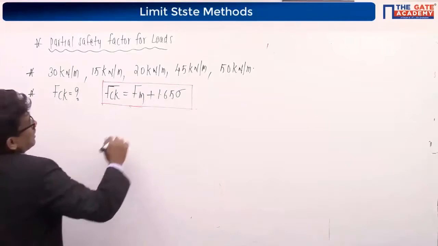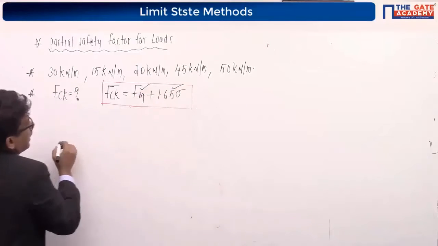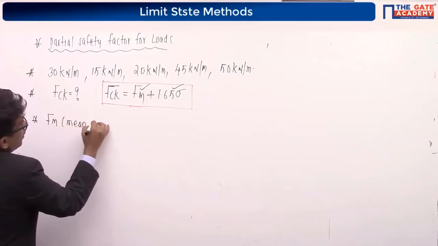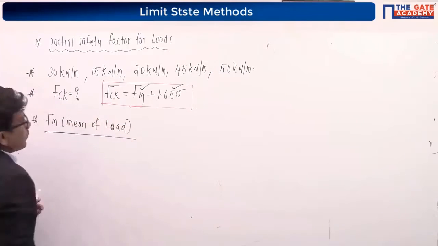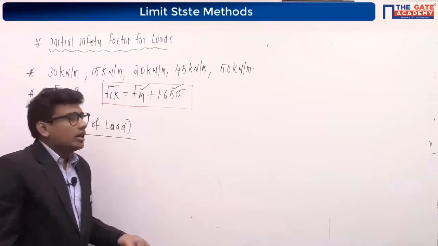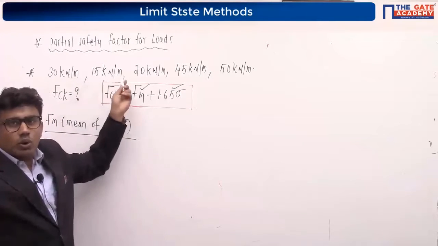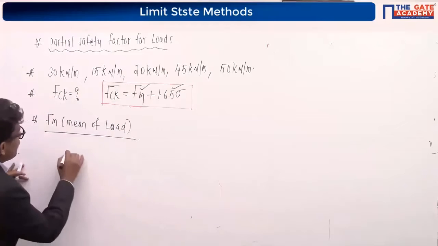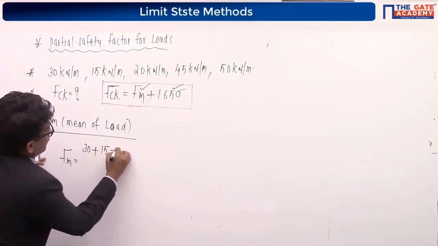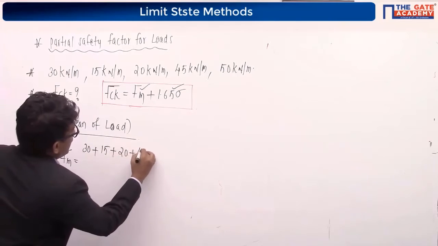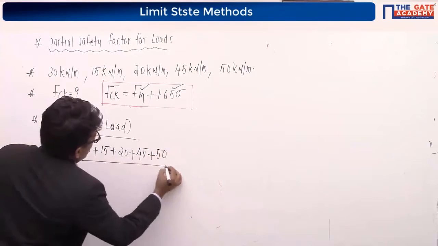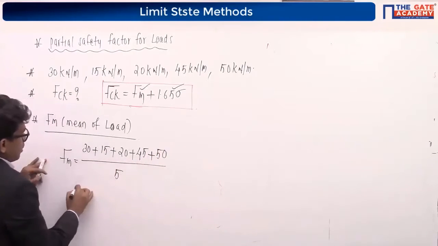Now let's find one by one. Let's start with Fm. Fm is our mean of loads. How to find the mean of loads? Take the sum of all the loads and divide it by the number of samples. Here the total number of loads taken is 5, right? So the Fm value will be equal to 30 plus 15 plus 20 plus 45 plus 50, total divided by 5.